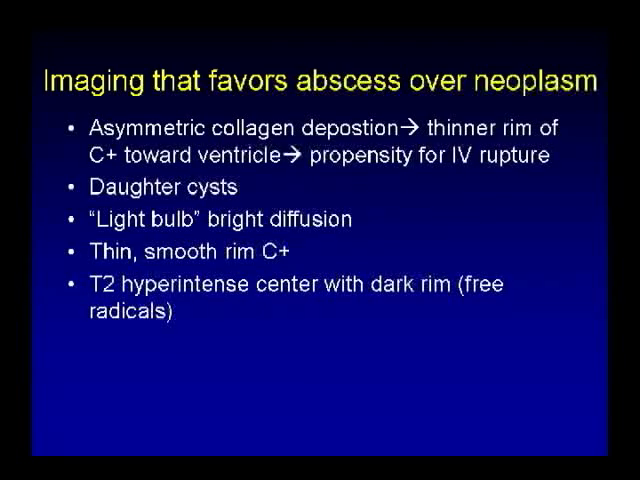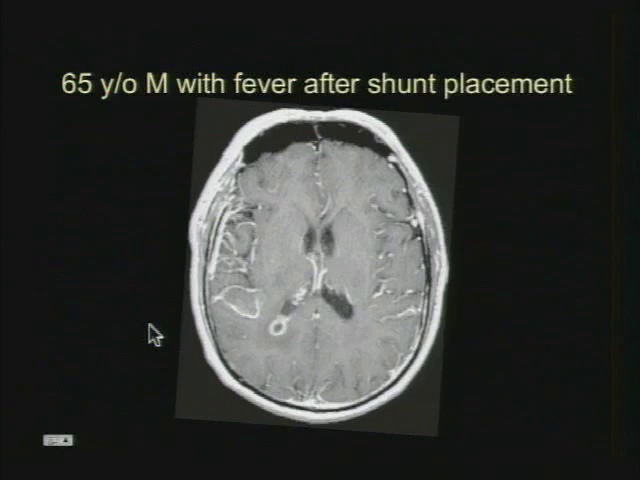Remember that some tumors that are hypercellular, including lymphoma and some high-grade glial tumors, can also be bright on diffusion, but they won't have this thin, smooth rim of enhancement in most cases. And then remember the T2 hyperintense center, which is going to be different than some of the atypical infections that we're going to discuss. So here's a 65-year-old that came in with a fever after shunt placement.